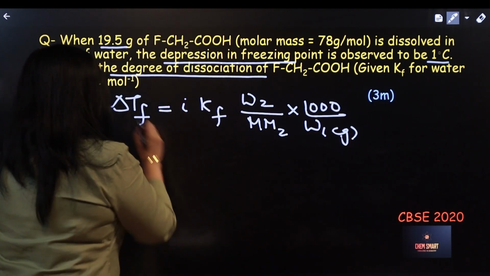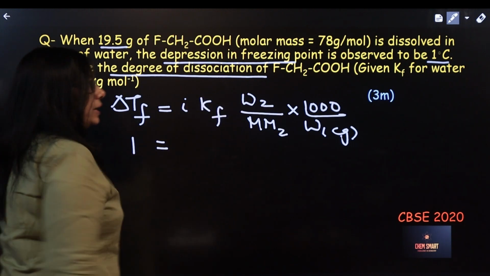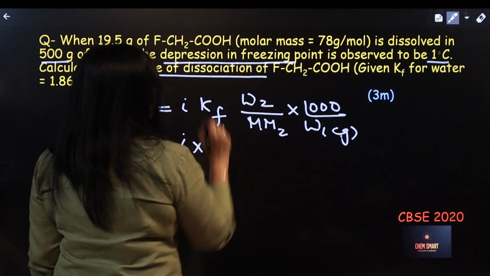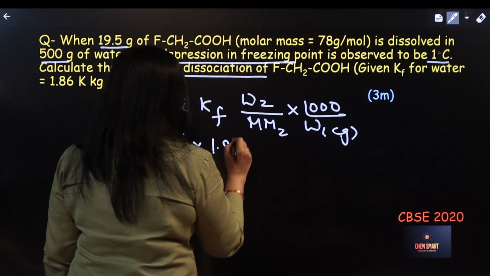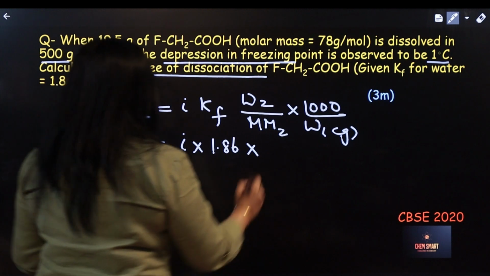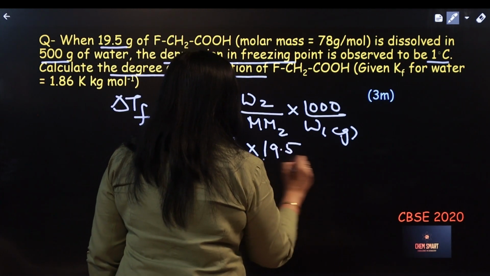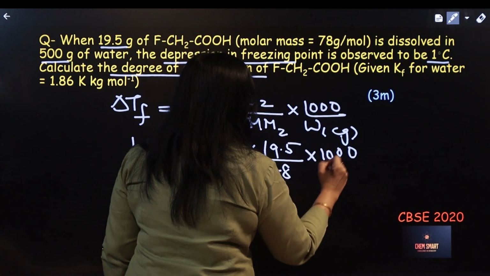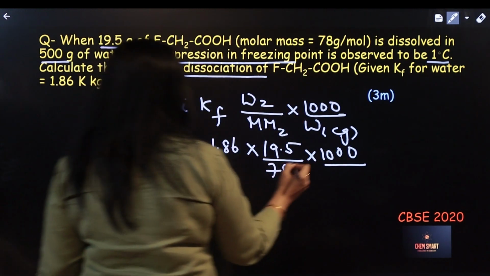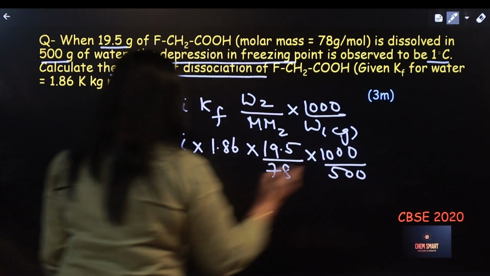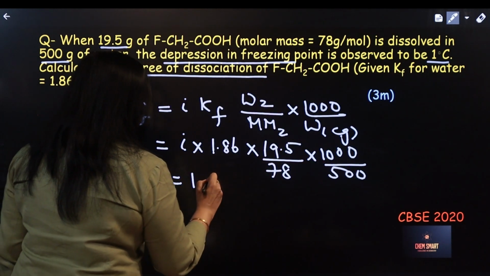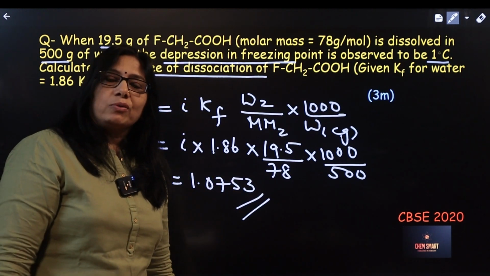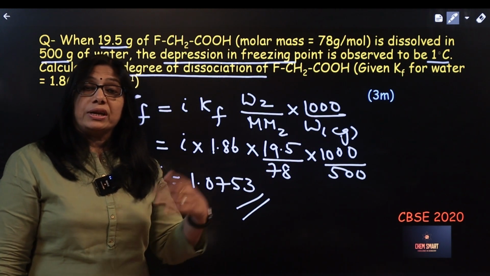So let us substitute. Delta Tf is 1 Kelvin, 1 degree centigrade or 1 Kelvin, is equal to i, we don't know, into Kf is 1.86 for water, into W2 is 19.5 divided by molar mass is 78, into 1000 divided by W1. W1 is 500. So when you do this, you'll be getting i as 1.0753. This is the value of i what you get here. But question is about alpha.